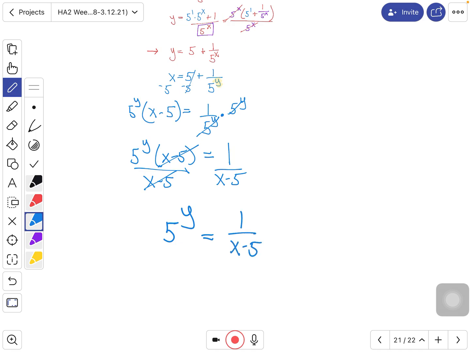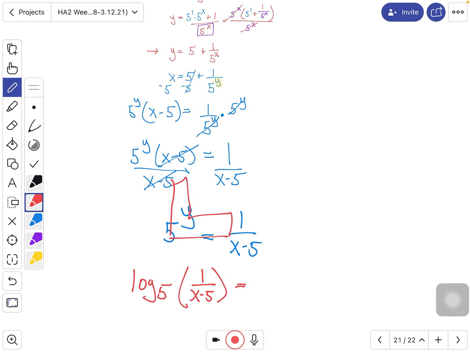So now I can write my log. So I have log base 5 of 1 over x minus 5. And that's finally equal to my y. So we could also write this as f inverse of x equals log base 5 of 1 over x minus 5.